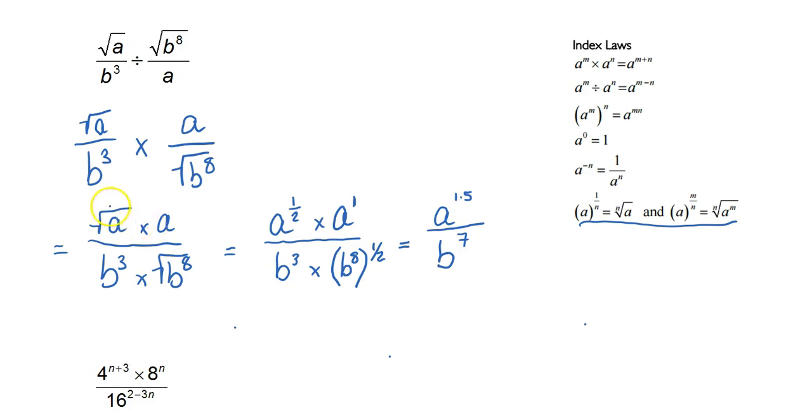So the new skill there was turning these roots into indices. You can also go the other way. So if I had something like 16 to the power of a half, that's the same as the square root of 16, which is 4. So if you see something to the power of a fraction, you can turn it into a square root or a cube root or a quartic root, and it might make it easier for you to simplify. So you can move back and forth between those two depending on what suits you.